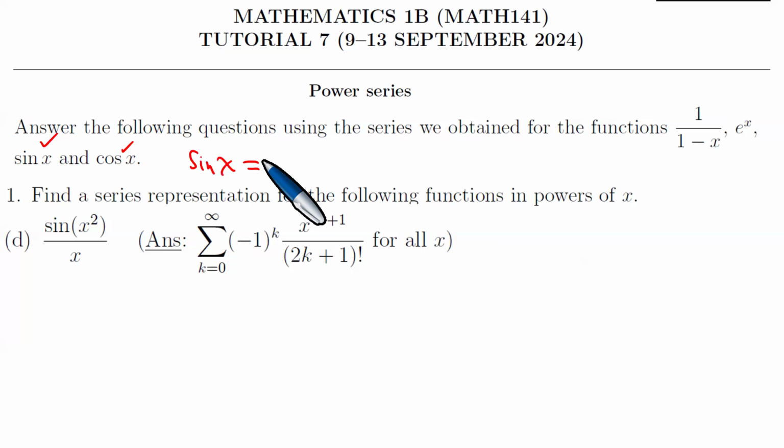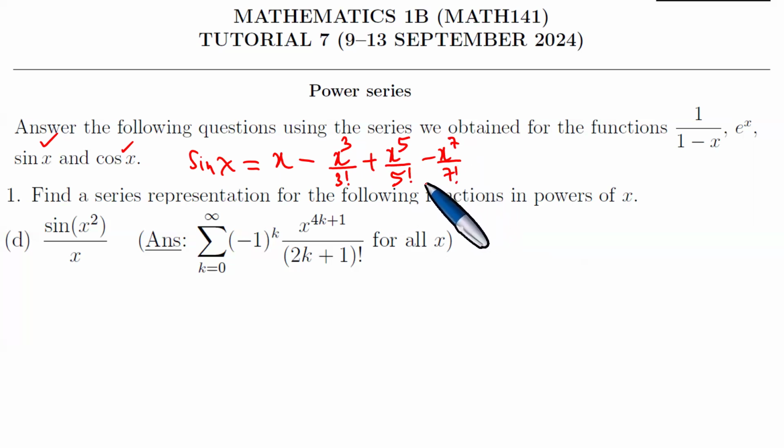Right, so you know that the sine is x minus x cubed over 3 factorial, plus x to the 5th over 5 factorial, minus x to the 7 over 7 factorial. And so, it goes on to infinity. But you can write it in sigma notation as the infinite series, k equals 0.